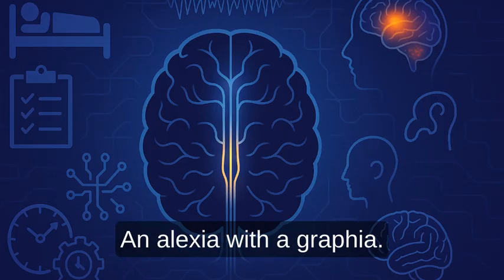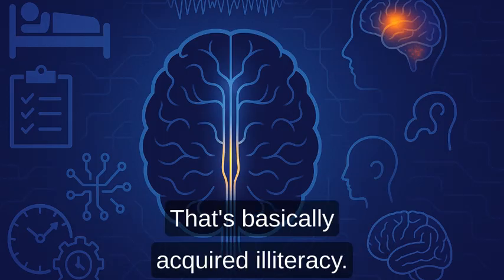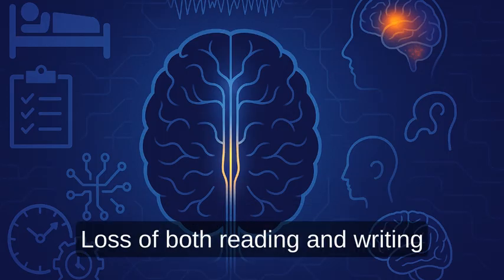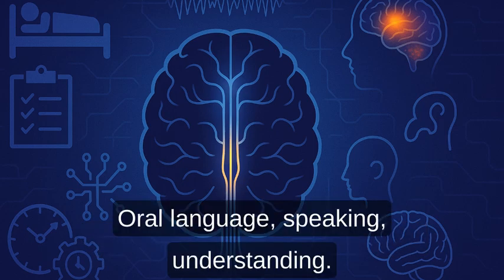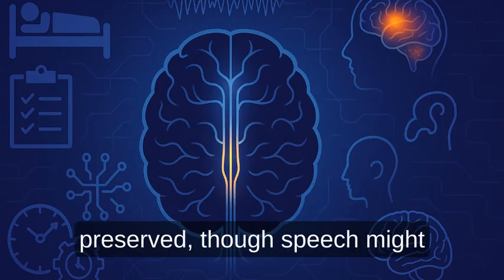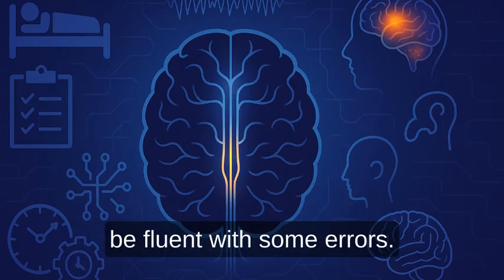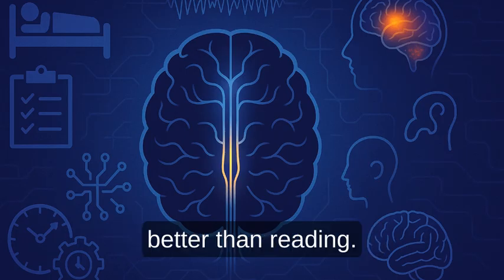And alexia with agraphia. That's basically acquired illiteracy, loss of both reading and writing ability after having been literate. Oral language, speaking, understanding speech, is usually relatively preserved, though speech might be fluent with some errors. Comprehension is often better than reading.